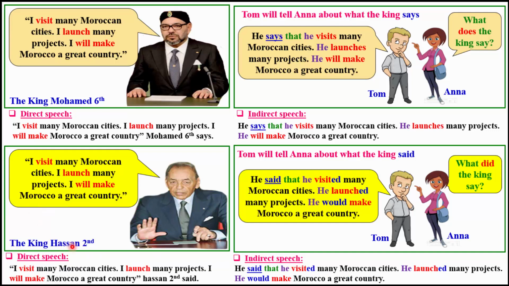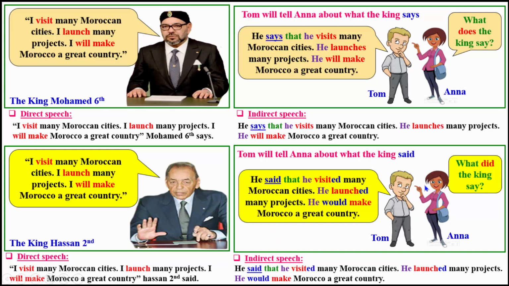Now notice the tense of the verbs. Here we have "I visit," it's in simple present. Here "he visited," it's in simple past. So the tense of the verb changed. "I launch," simple present. "He launched," simple past. "I will make," simple future. "He would make," conditional. So the tense of the verb changes. Why is that? Because the reporting verb "he said" is in simple past.